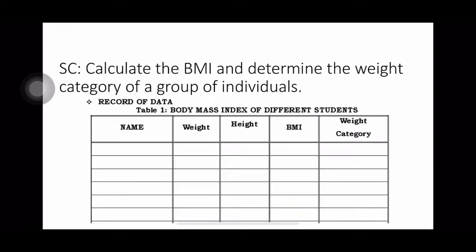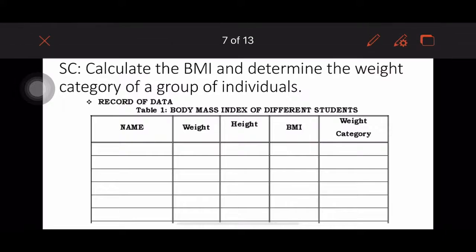Okay, moving on. Let's go to this table, record of data. This table requires you to have 20 classmates. I know you're all connected online, therefore you go ahead and ask them for their information. Ask them for their weight and height. Their height may be in centimeters, but you can easily convert that into meters by dividing it by 100. Then calculate the BMI of each classmate and categorize them whether they are underweight, normal, overweight, or obese.